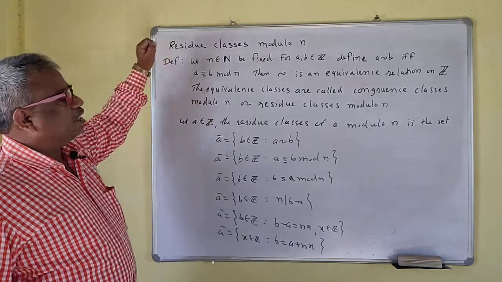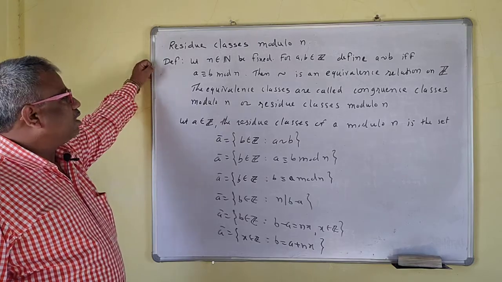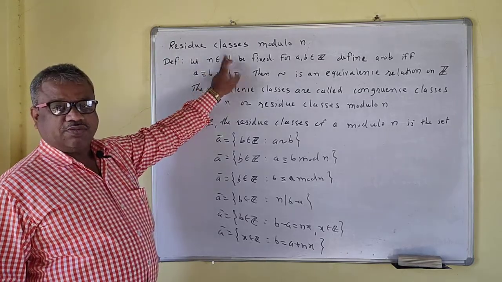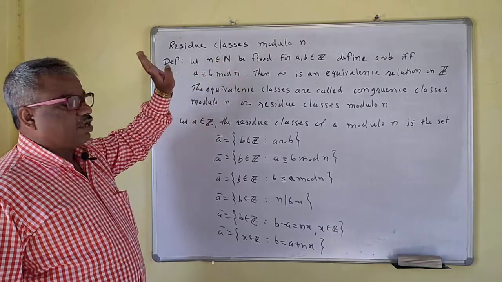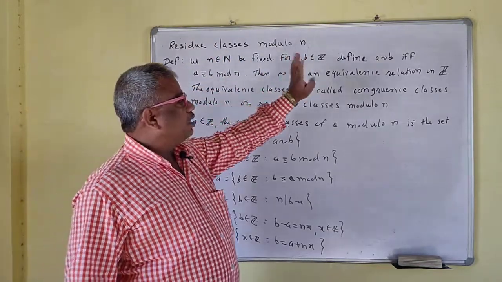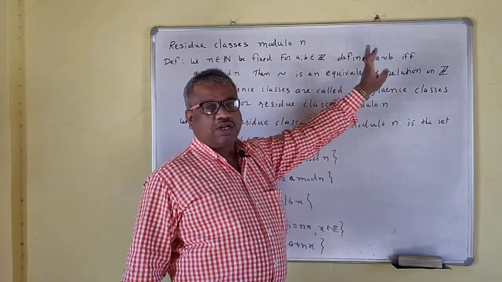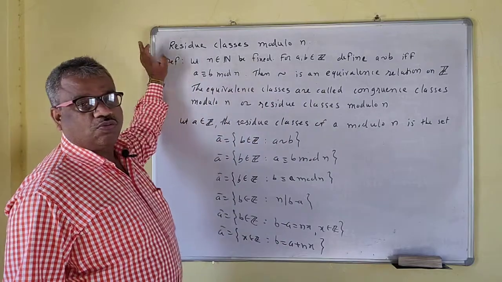So that is the residue class. This is also called the residue classes modulo n. We will just define this. Let n be a natural number which is fixed. Now we'll take any two integers a and b, and we'll define the relation: a is related to b if and only if a is congruent to b modulo n.